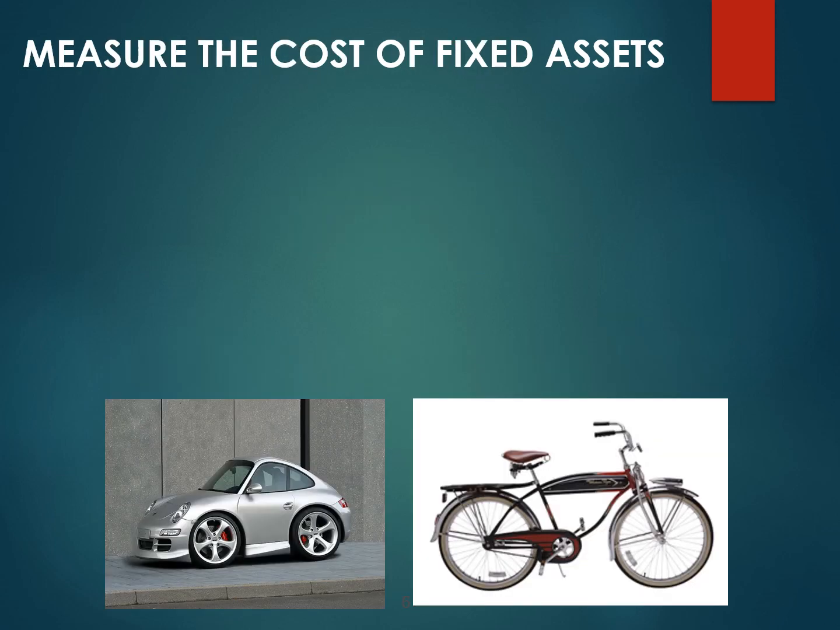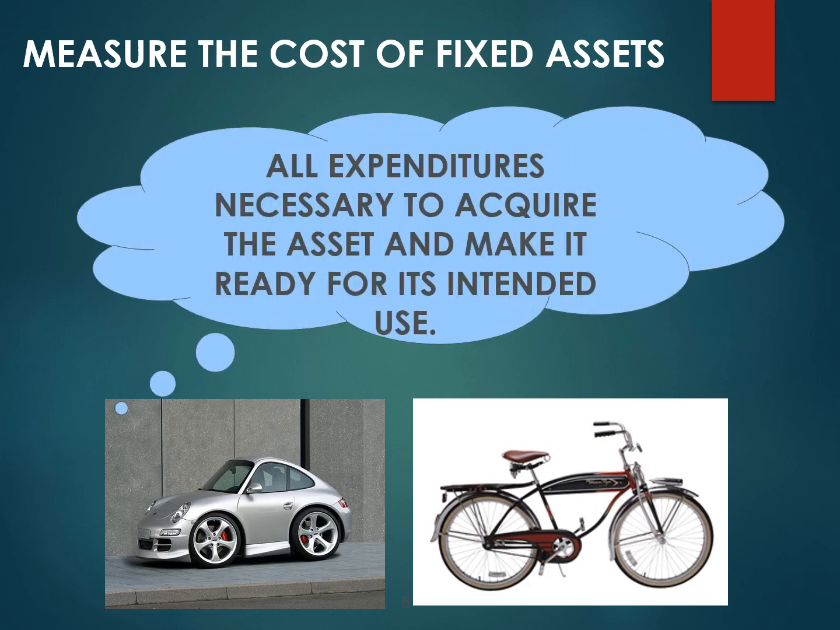Okay, students, let's move to discussing the measurement of the cost of fixed assets. There are two examples here, the car and bicycles. These two things we can categorize under vehicle accounts. So how do we calculate the cost? It depends on this statement: all expenditures necessary to acquire the asset and make it ready for its intended use. This is the measurement for the cost of fixed assets.